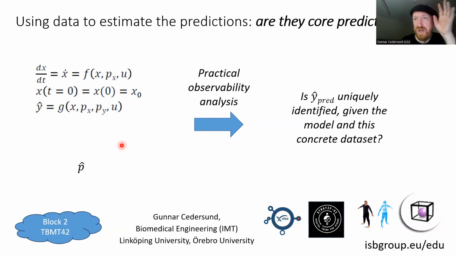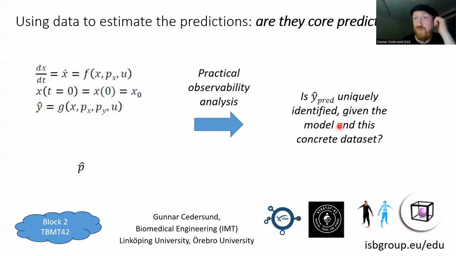So a core question here is if they are well determined. If they're well determined, you can call them core predictions. So the question is, are the predictions core predictions? Are the predictions, which we here call y-hat pred, uniquely identified given the model and this concrete data set? So again, here we are looking at the practical identifiability analysis for the predictions.